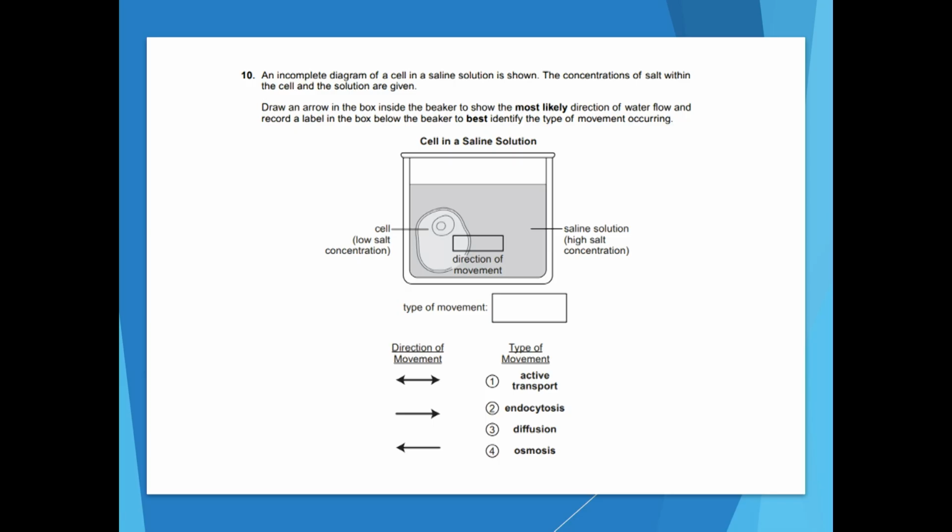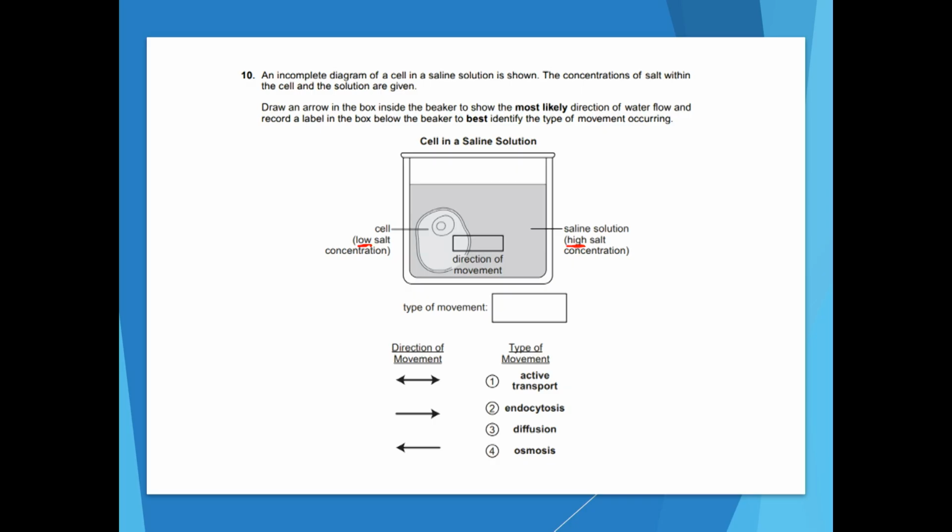Okay, so this one, it says an incomplete diagram of a cell in a saline solution is shown. The concentrations of salt within the cell and the solution are given. Draw an arrow in the box inside the beaker to show the most likely direction of water flow and record a label in the box below the beaker to best identify the type of movement occurring. Okay, so we have low salt concentration in the cell and we have high salt concentration outside of the cell. So where is the water going to move here?